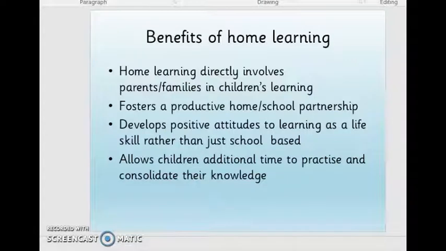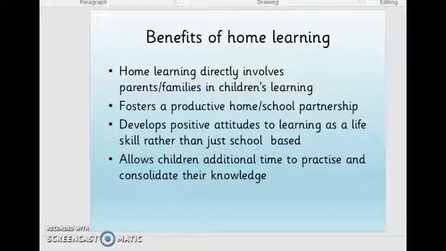The benefits of home learning. Home learning really directly involves you with your child's learning and development. It fosters a really productive and positive home-school partnership, so you know what's going on in school, and you're supporting the things that we're doing in school, and again we can do that with you at home and give you the support that you need to support your child's reading. It also develops positive attitudes to learning as a life skill rather than just school-based, and it also gives your child that key one-to-one time with you to practice and have the additional time. It really is so important.